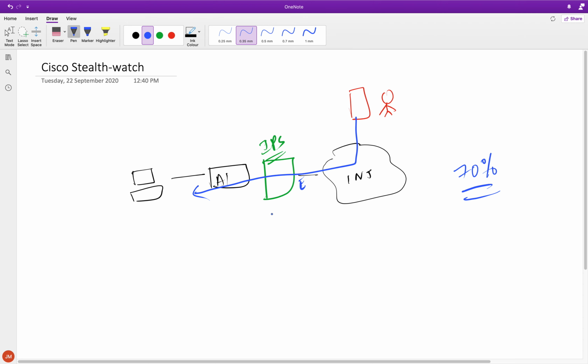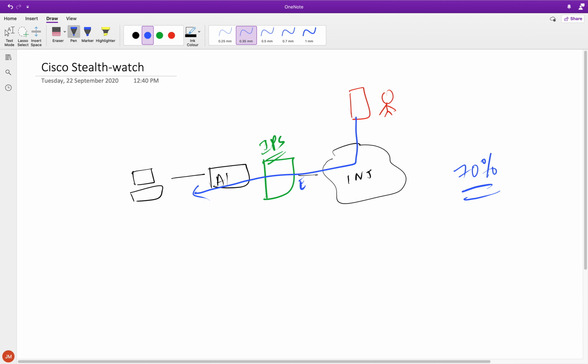When it is encrypted, if you don't have a very powerful IPS, or if you don't have an advanced IPS, this guy will not be able to do anything because the traffic is encrypted, right? The IPS will not be able to understand what to do, or will not be able to categorize that traffic to be malicious. So in that case, your IPS also doesn't hold good.